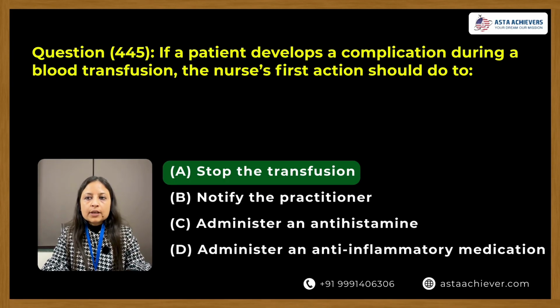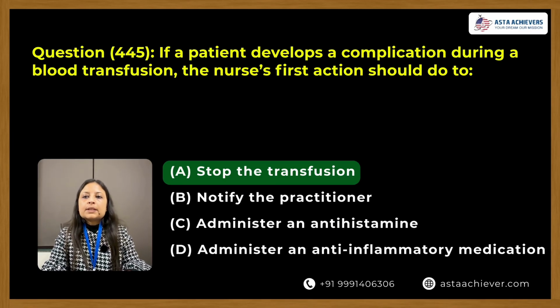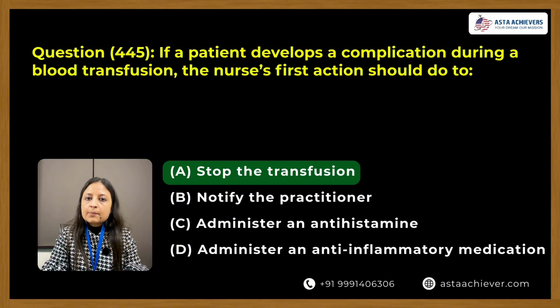Question number 445. If a patient develops a complication during a blood transfusion, what should the nurse's first action be? Option A, stop the infusion. Option B, notify the practitioner. Option C, administer an antihistamine. And option D, administer an anti-inflammatory medication. So definitely option A, stop the transfusion, is the correct answer.